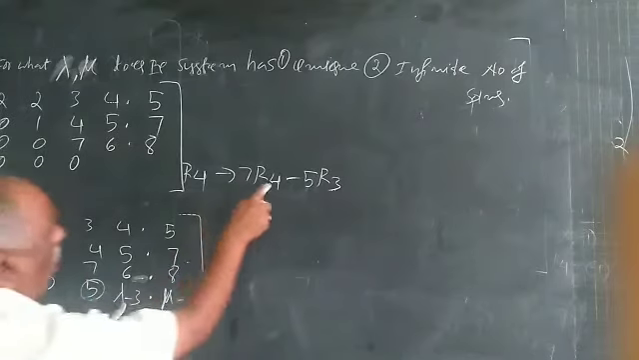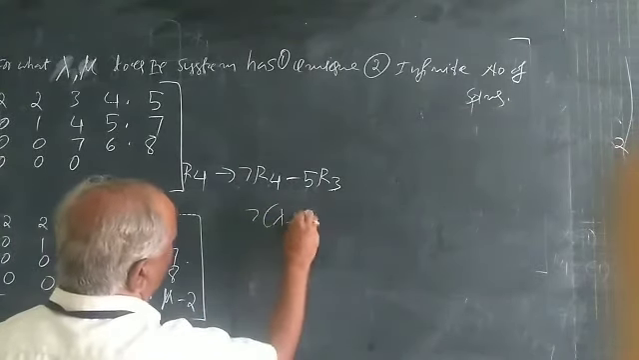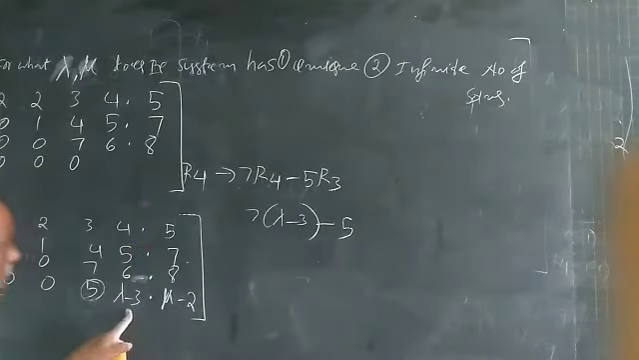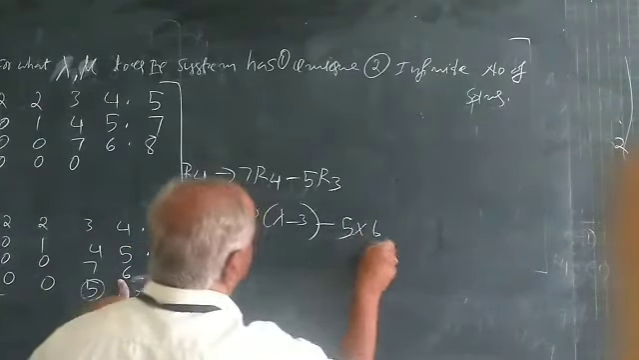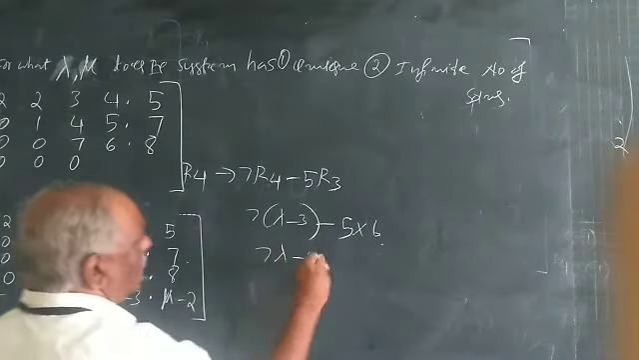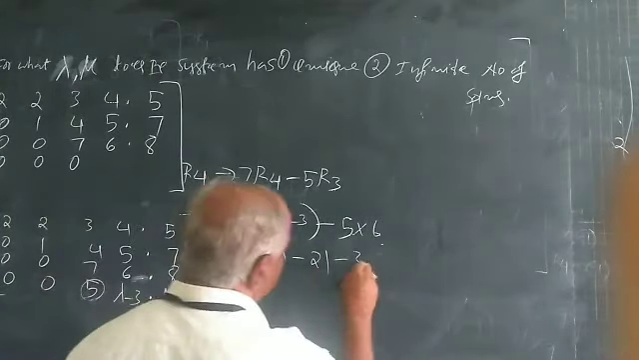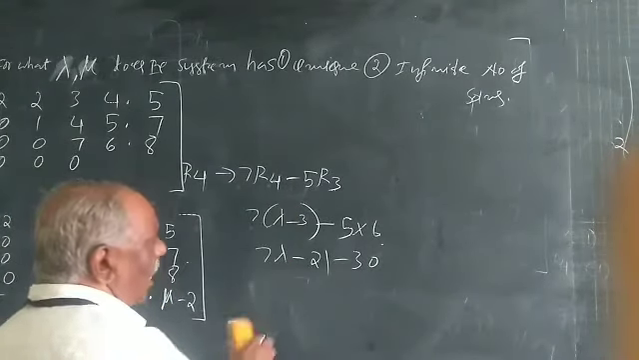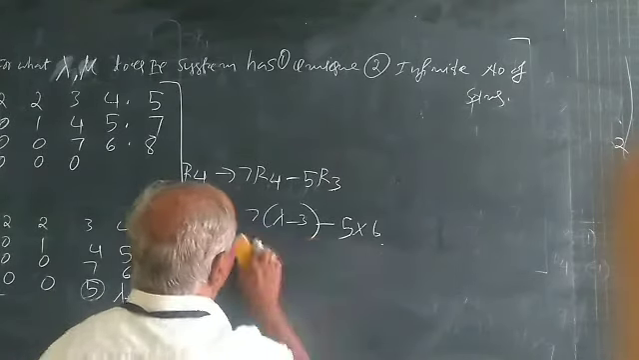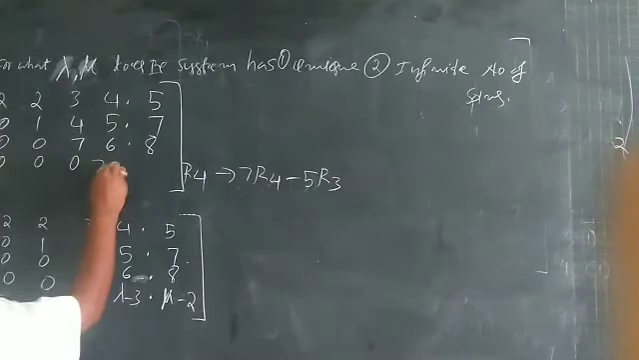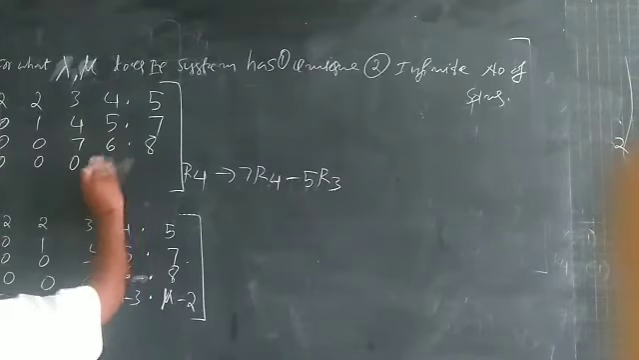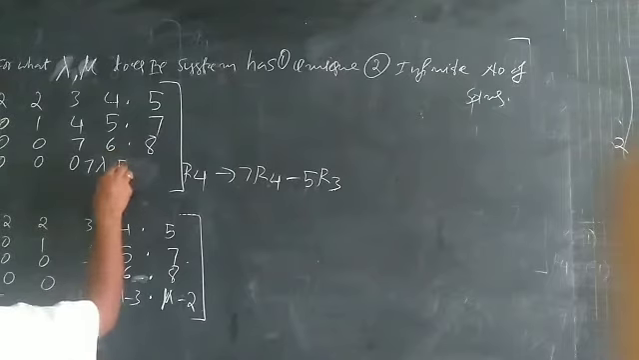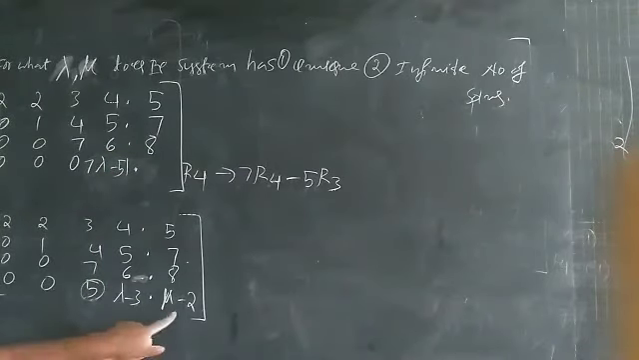Now next, this one I have to take: 7 into R4, 7 into lambda minus 3. What is R4? Lambda minus 3. Minus 5 into R3. What is R3? 6. So this will be 7 lambda, 7 into 3 is 21, minus 5 into 6 is 30. That will be 7 lambda minus 51.